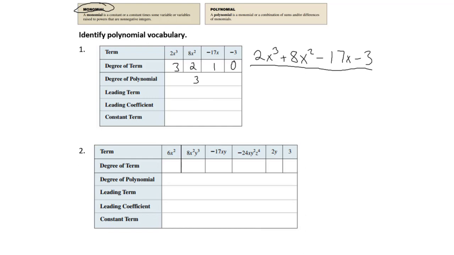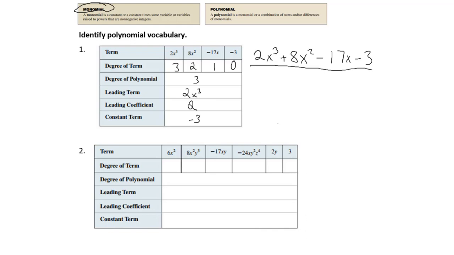And when you look here, the leading term is 2x to the third, because that's the term that's out in front. The leading coefficient is the number that's in front of the variable. That would be the 2. And the constant term would be the number at the end, typically at the end. So we get negative 3.